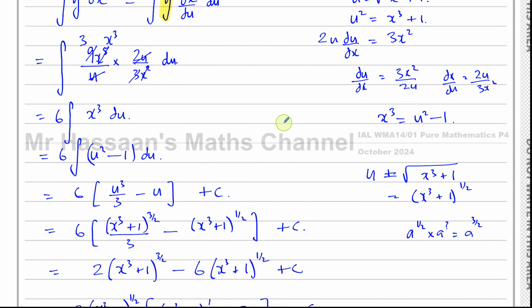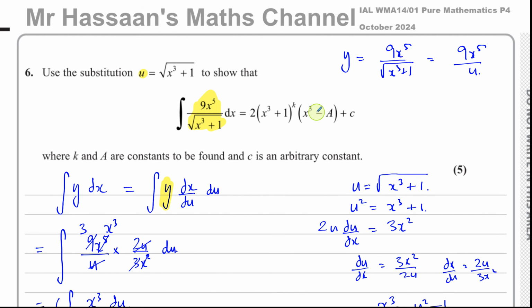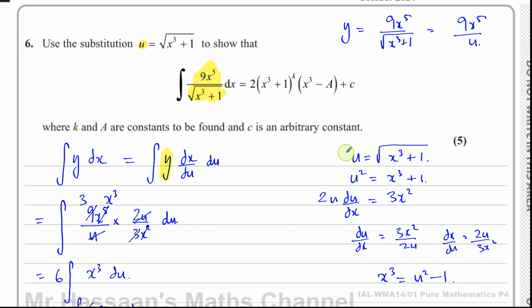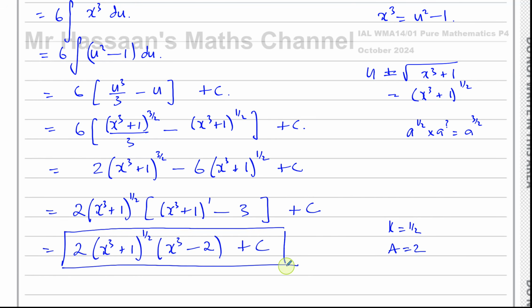And is that the form we need? Yes, 2 times x cubed plus 1 to the power of k. So k is a half. And x cubed minus a. So that means a is equal to 2. Okay, so we can see here that k is equal to a half and a is equal to 2. So this is the form that we need for our final answer. And there we have finished this question.